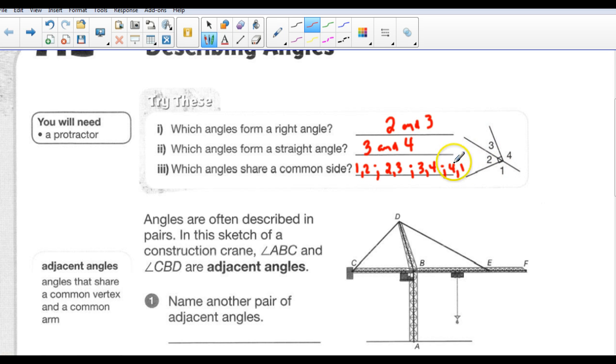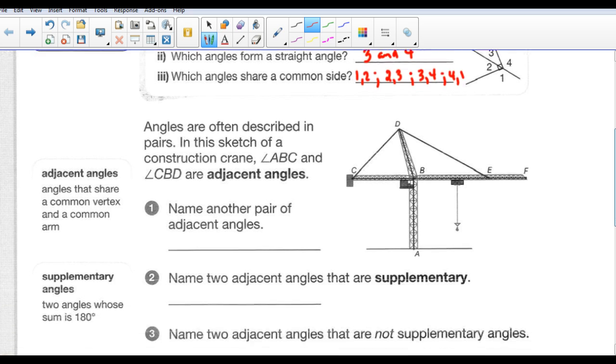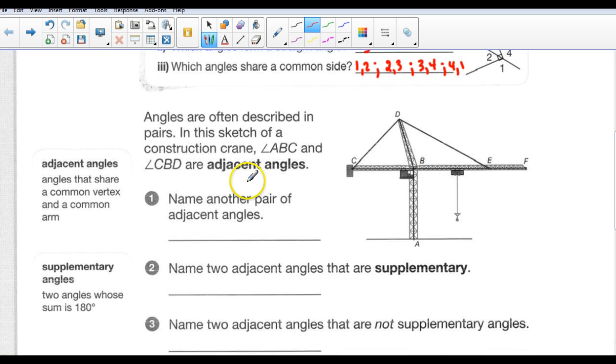So you can see that we've got common sides that are shared by angles. That's going to be important to know for this next question right here. We have to know some terms. We have to know what adjacent angles are. Adjacent angles are angles that share a common vertex and a common arm, just like we described up here. And supplementary angles are two angles whose sum, that means they add up to 180 degrees. So, two important terms here, the word adjacent and the word supplementary.